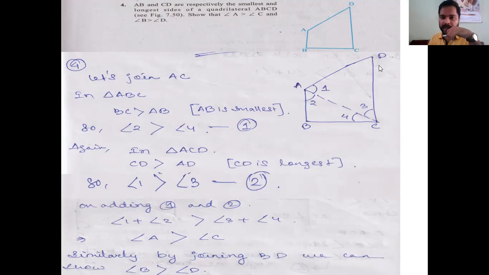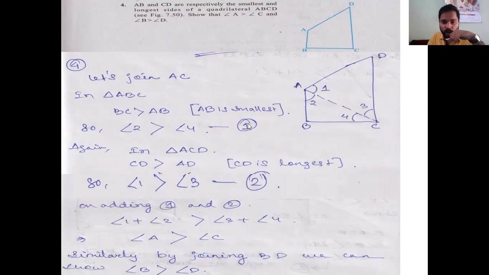Similarly, in triangle ADC, you see, CD is the longest. Then obviously, the opposite angle of CD is 1. So 1 will be the largest angle. Okay, 1 will be the greater angle because CD is the longest side. So I can say angle 1 is greater than angle 3. Two different triangles. Don't consider it's the same triangle. Angle 1 is greater than angle 3.